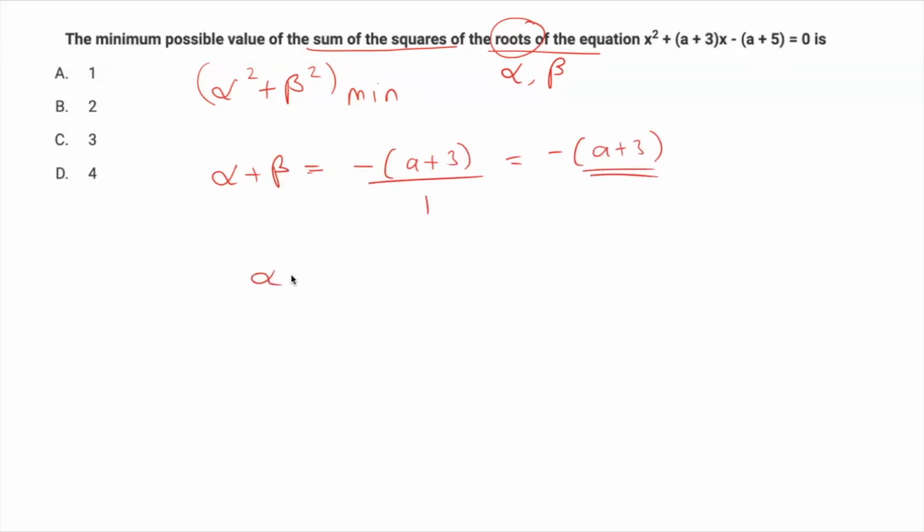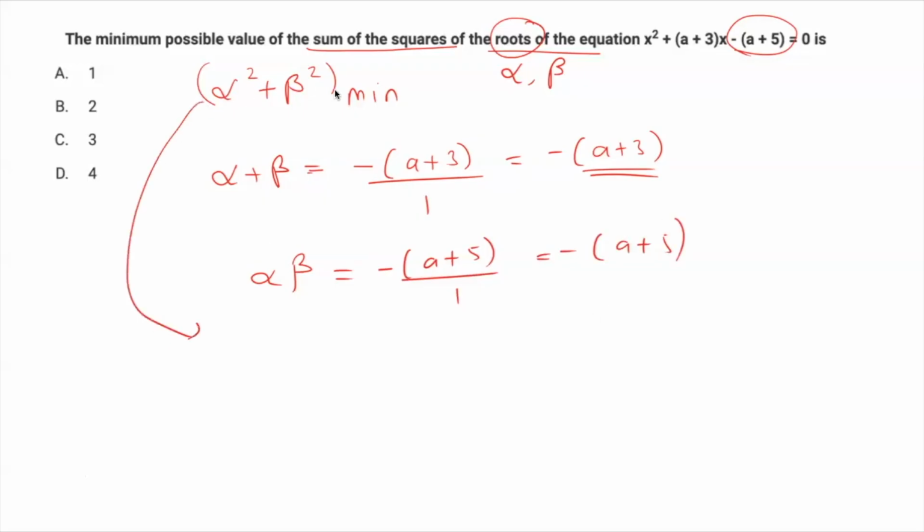Similarly, we also know that the product of the roots is the constant term divided by the coefficient of x square. So it is minus of (a plus 5) divided by 1. That's minus of (a plus 5) again. And now what we need is alpha square plus beta square. It can also be written as alpha plus beta the whole square minus 2 alpha beta, right? So when you open this out, you'll get alpha square plus 2 alpha beta plus beta square, and plus 2 alpha beta and minus 2 alpha beta will get cancelled out. So ultimately you will get alpha square plus beta square, right?